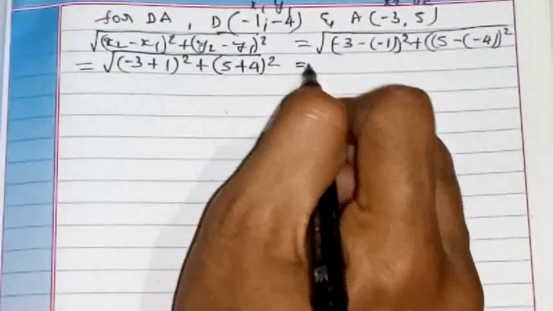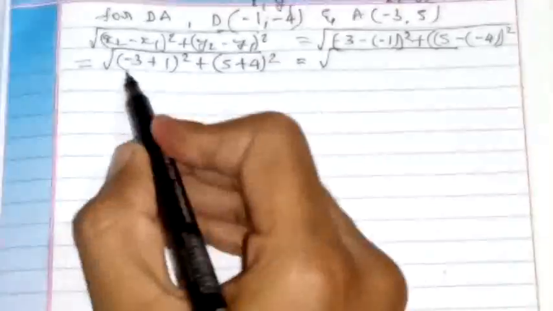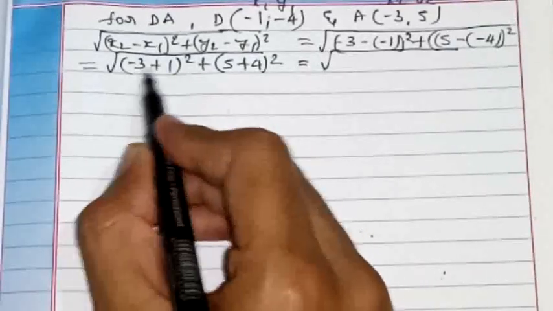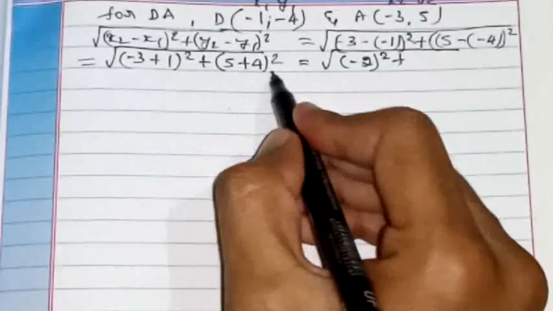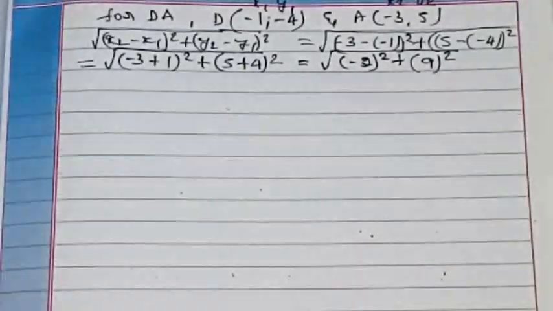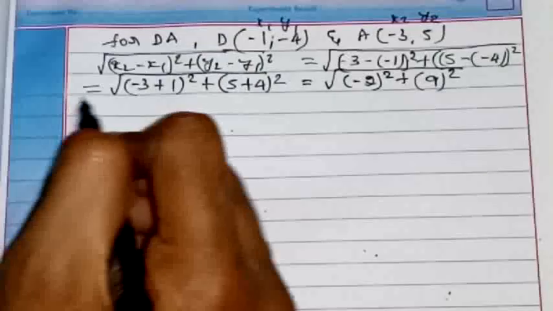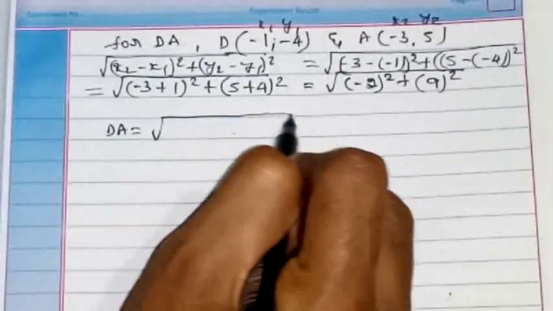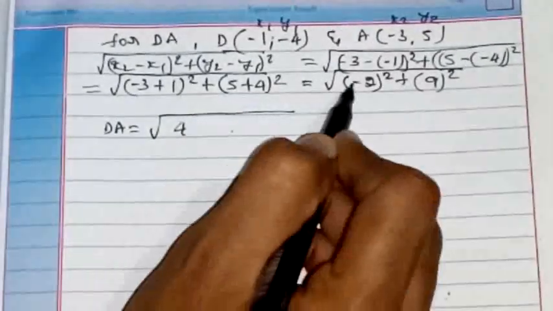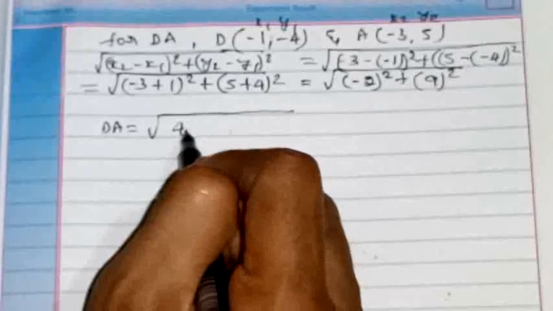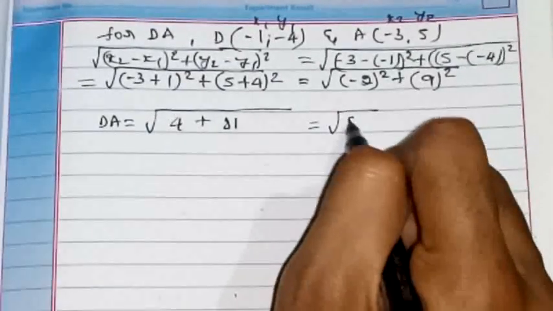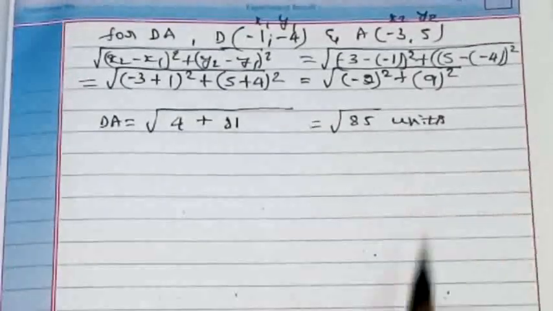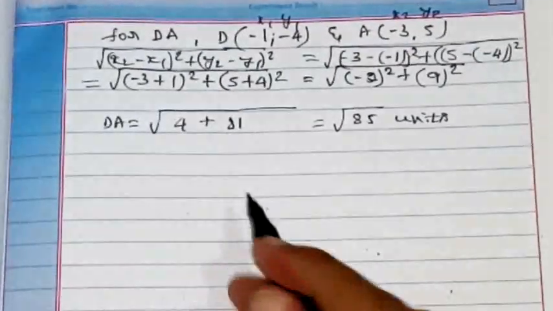That's equal to square root of, so minus into plus is minus, so you need to subtract. 3 minus 1 is 2, and also sign of the biggest number is minus, so minus 2 square, plus, and here also 5 plus 4 is 9, so therefore it's 9 square, right children? So now simplify this. So therefore we're finding the distance between DA, so DA is equal to square root of minus 2 square is 4, any minus square will be plus, so plus 4, plus 9 square is 81, so therefore square root of 85 units, right children? So this is the distance between D to A.